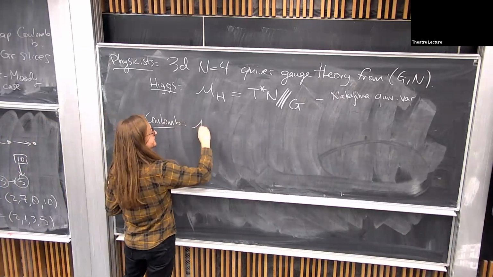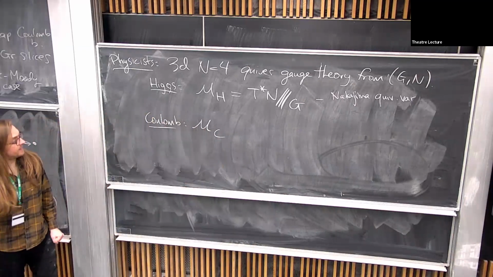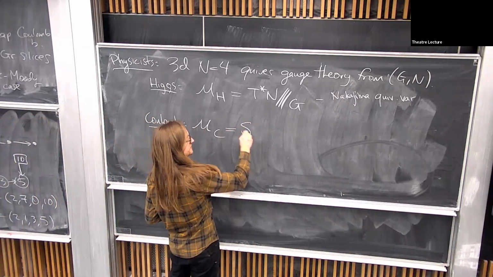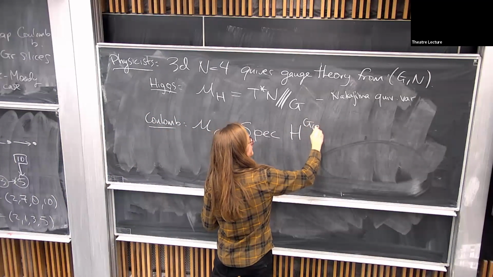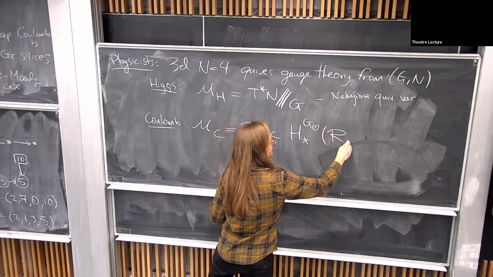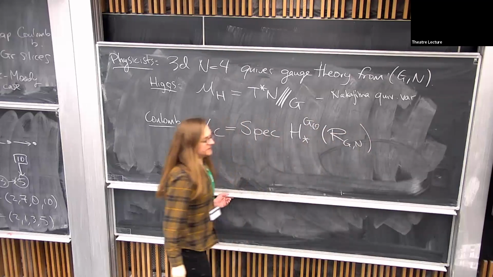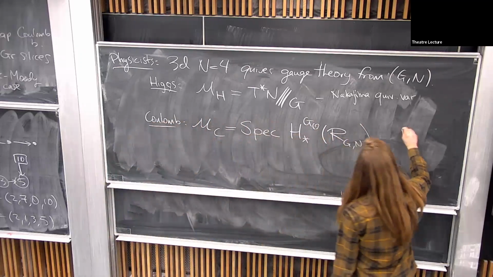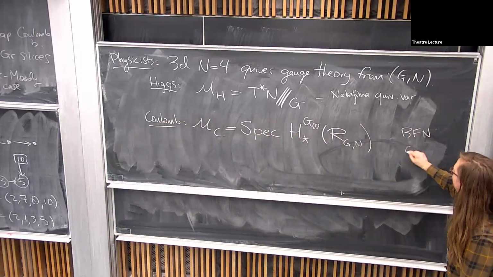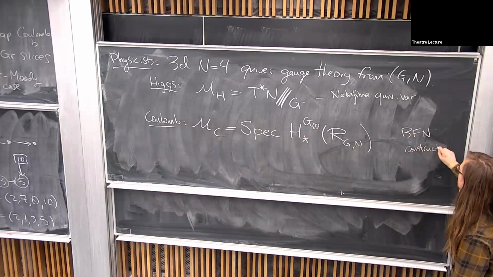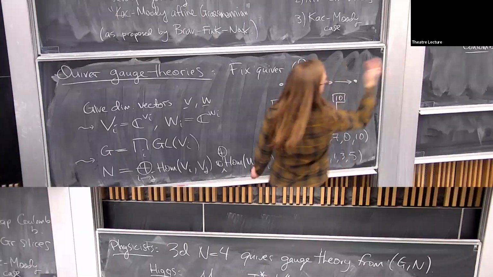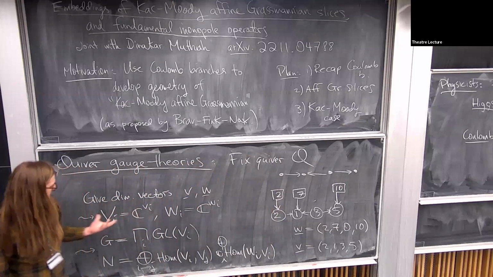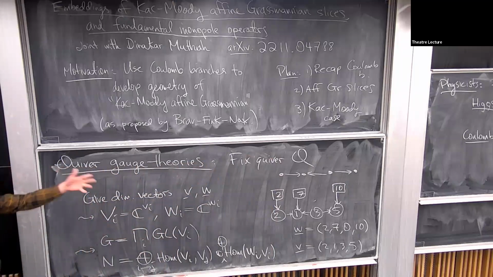So here we have this Coulomb branch M_C. As Professor Nakajima explained, this is defined as the spectrum of some kind of slightly complicated ring. I'll recall this a little bit more later, but this one on the right is the so-called BFN construction, Braverman-Finkelberg-Nakajima. These are the things I'll be interested in this talk: these Coulomb branches associated to all this data. Again, fix a quiver, take V and W, build a variety out of it.